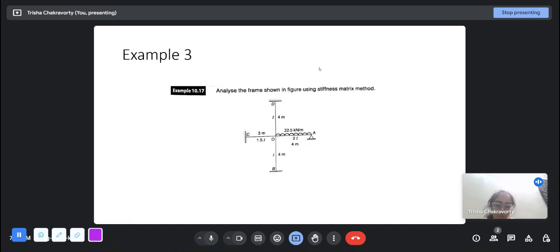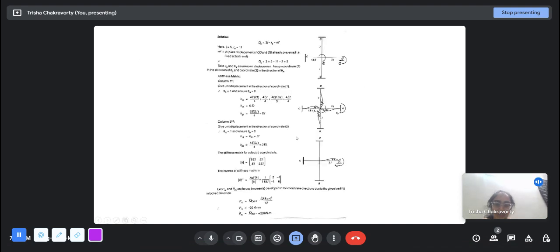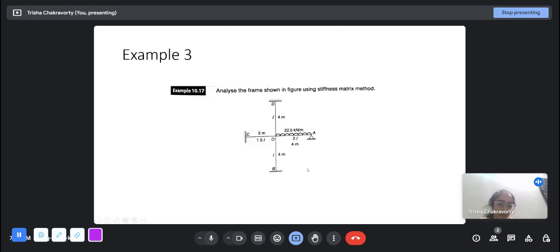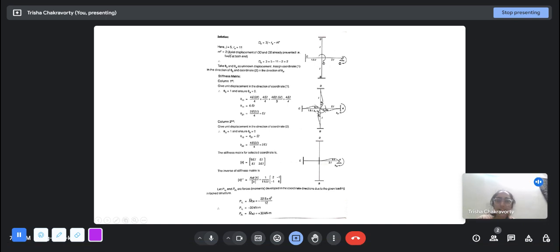And this is a 4-membered frame, and there are 5 nodes here. So 5 joints here, and the number of reactions here is 3 plus 3 plus 3 plus 2, so that is 11. And there is axial displacement, the m here is not 4 because the axial displacement of OD and OB are already prevented.